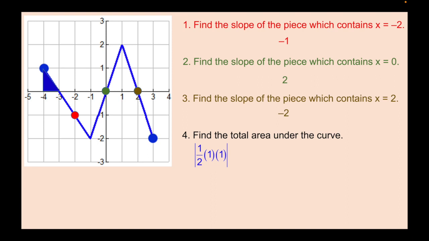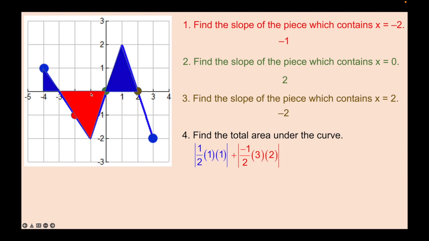So with that first piece, it's going to be 1/2. The base is 1, and the height is also 1. Our next region is going to be in the negative region. So when we're doing this one, it's going to be 1/2. The base here looks like it's 1, 2, 3 units. And then our height, you got to make sure you're looking at that at the highest point, which would be here. So that's 1, 2 units.